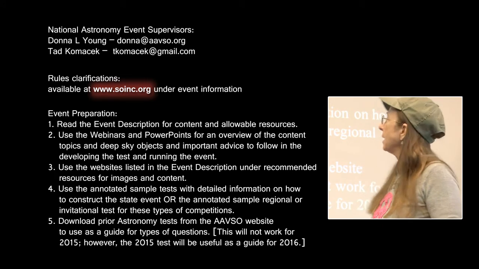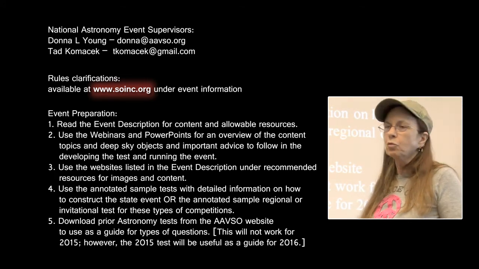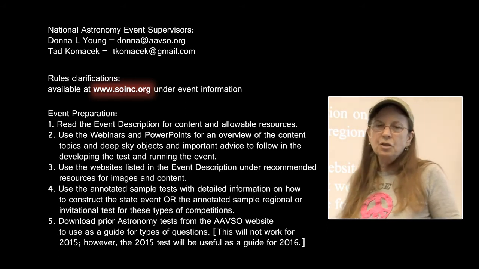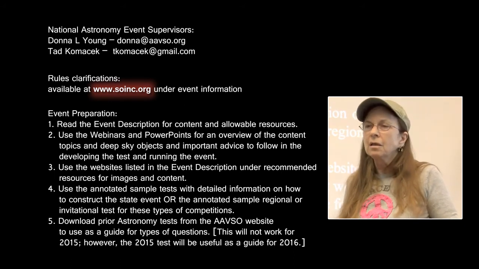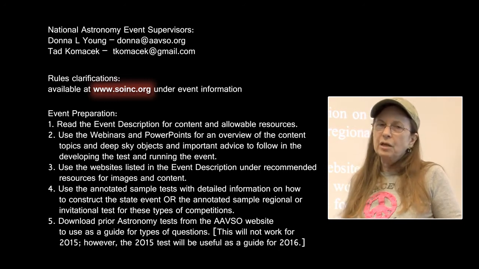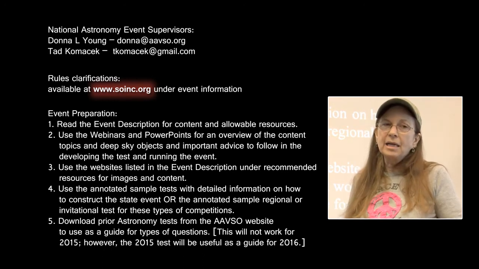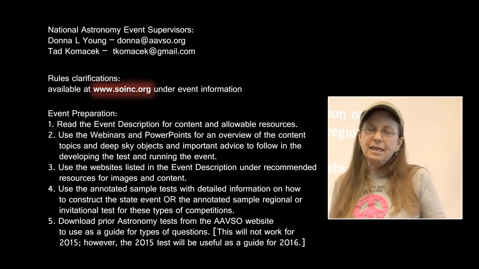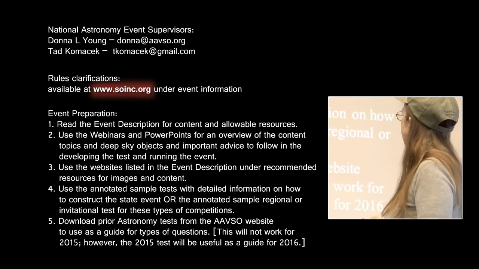to collect images and content. Use the annotated sample test to give you really specific and detailed information on how to put together the event. You might also find it useful to look at the annotated B division event, because Dusty and his group were very detailed in the annotated section of that event, and that might give you even more helpful advice when you put it together with the annotated one for the astronomy event.